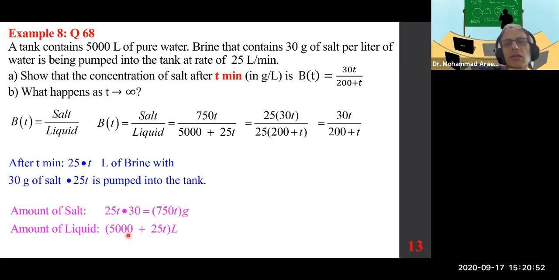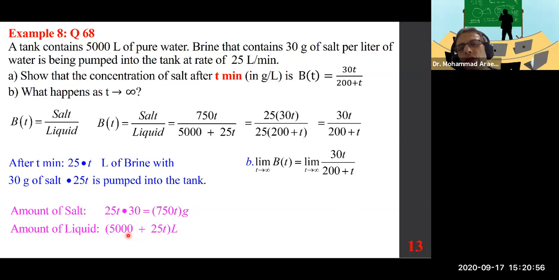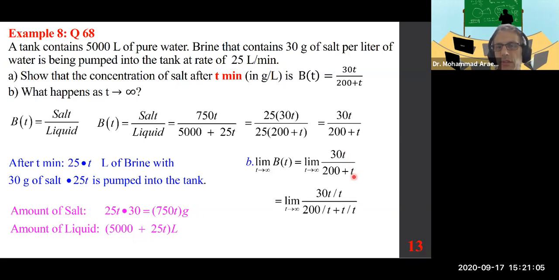Finally, what happens as t goes to infinity? Take a limit. Now, this is a very simple limit. You divide the top and the bottom by the highest degree in the denominator, which is t. So when you divide by t, I hope you see you end up with 30. So it's a very simple process to calculate this. What I'm interested in is to explain what's the meaning of it.